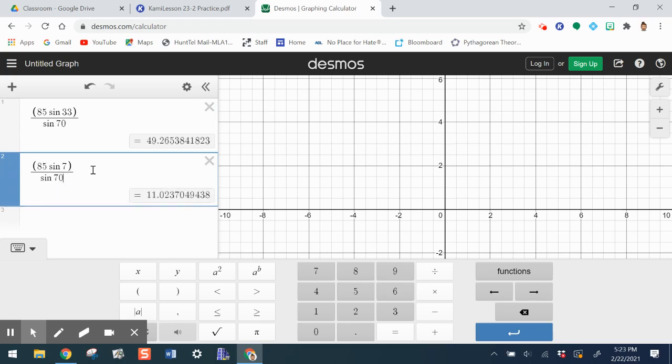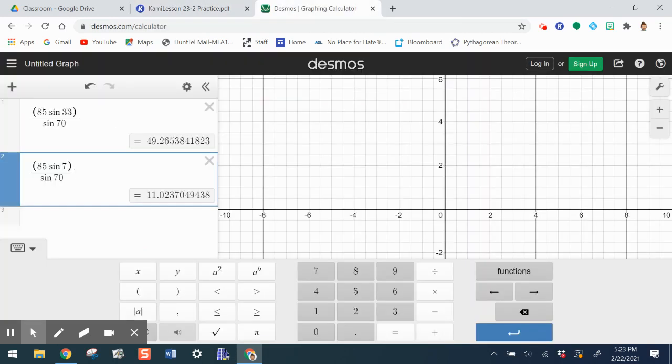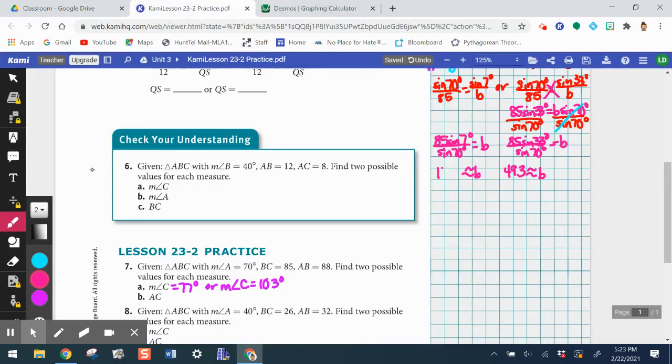So rounded to the nearest tenth, we've been rounding our angle measures to the nearest whole degree and rounding our side lengths to the nearest tenth. So if the measure of angle B is 33 degrees, then its opposite side is 49.3. So we'll go and add that, because the 6 rounds the 2 up. And if the measure of angle B is 7 degrees, the measure of its opposite side is simply 11.0.